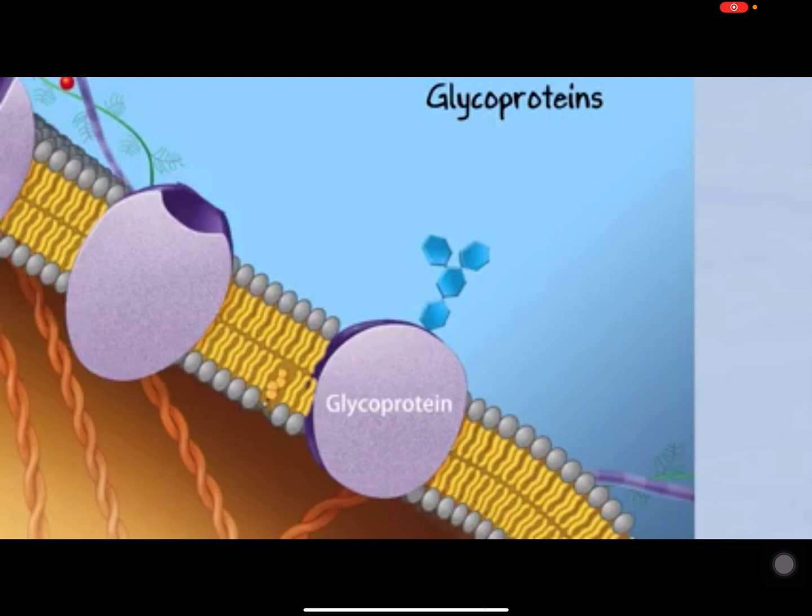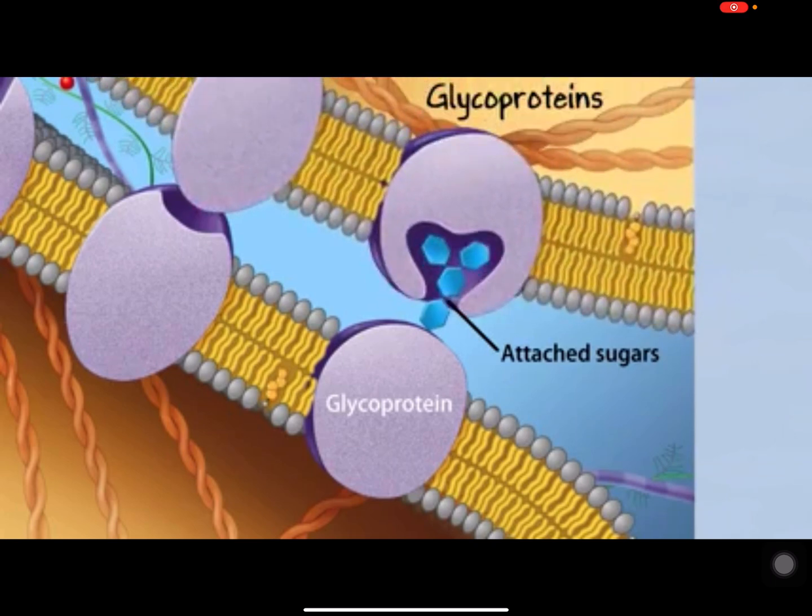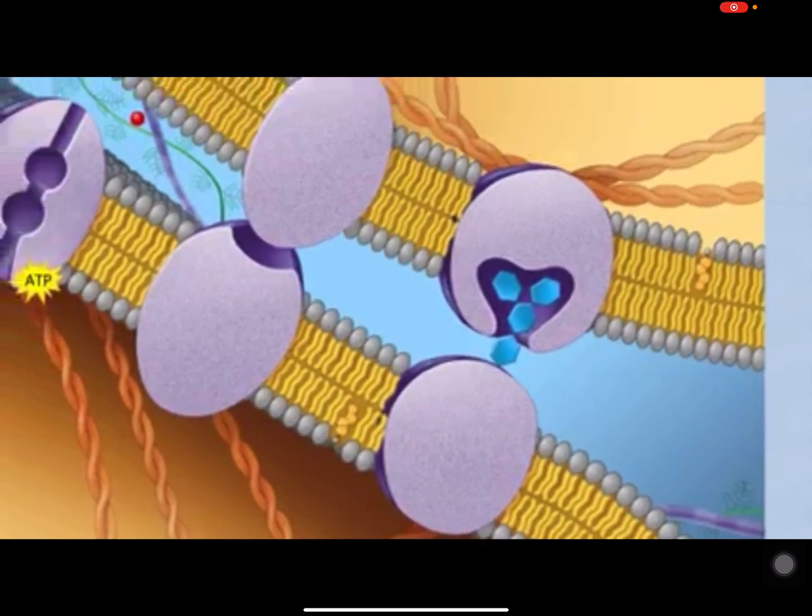Glycoproteins enable cells to recognize each other. The prefix glyco refers to short chains of sugar molecules extending from the protein. Other membrane proteins can recognize these ID tags. The sorting of cells within a developing embryo relies on such cell-to-cell recognition.